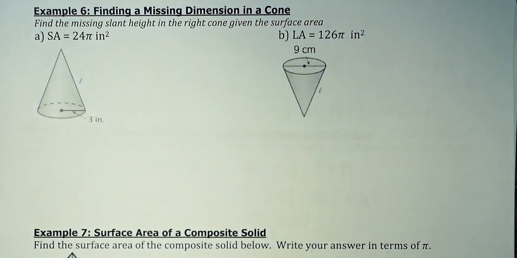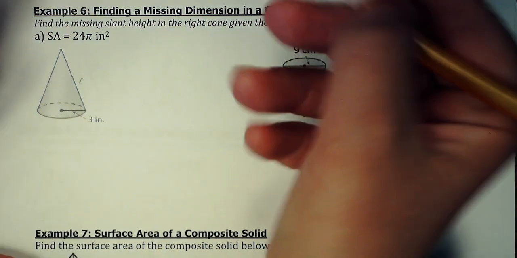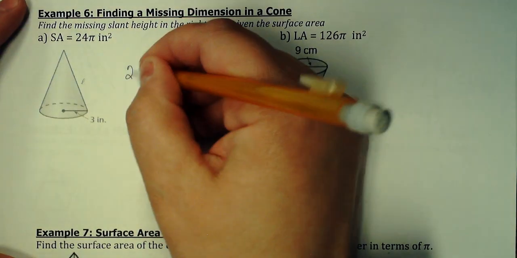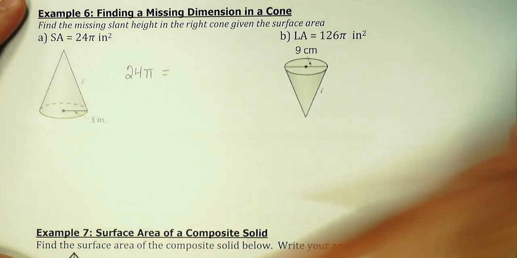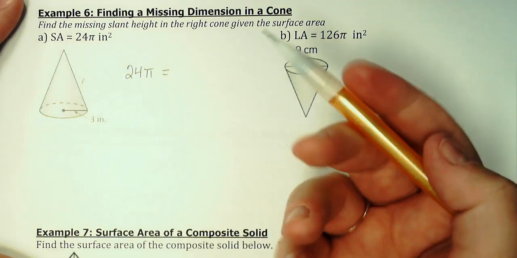I have two work backwards problems here, and so I'm going to go through, if I'm giving you a surface area or I'm giving you a lateral area of a cone and asking you to find maybe a radius or a slant height, how do I go about finding that? So the surface area of this cone is 24 pi. You can see I don't know the slant height.